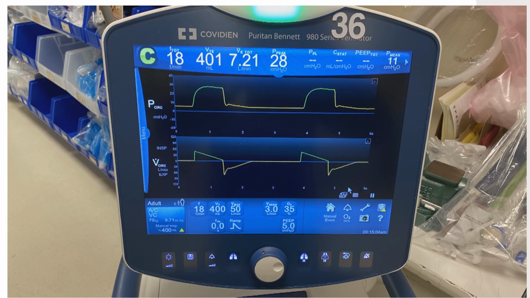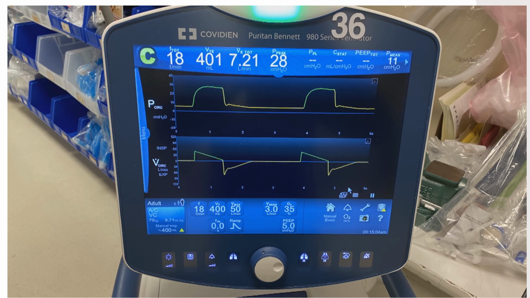Okay, so assist control, also known as AC, and spontaneous are really common modes on the ventilator. Assist control is a preset frequency that initiates a breath to the patient. Yes, the patient can breathe even in between the set breaths, but assist control is going to deliver that set amount of breaths per minute. Okay.